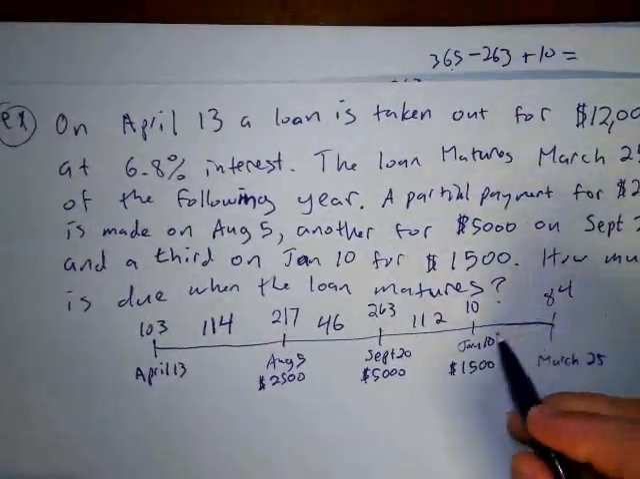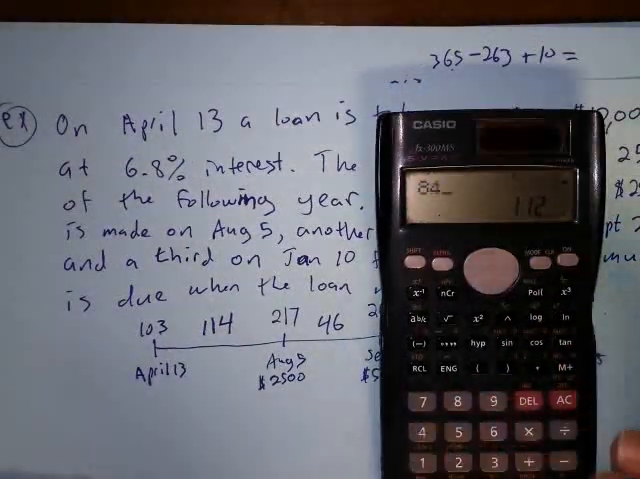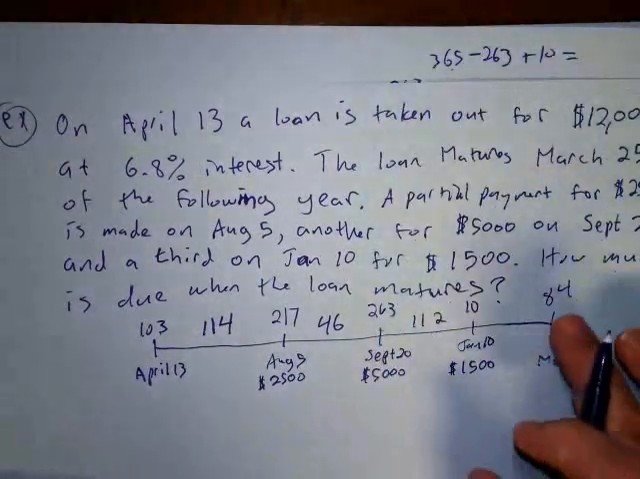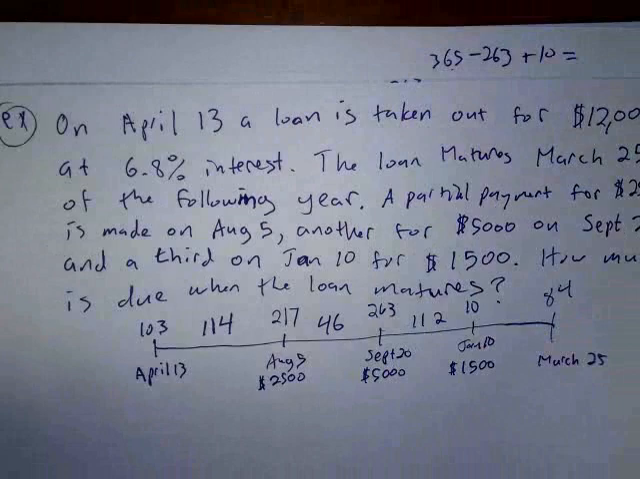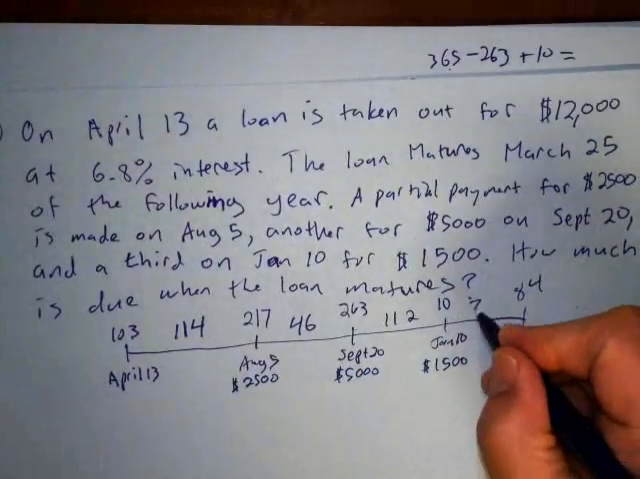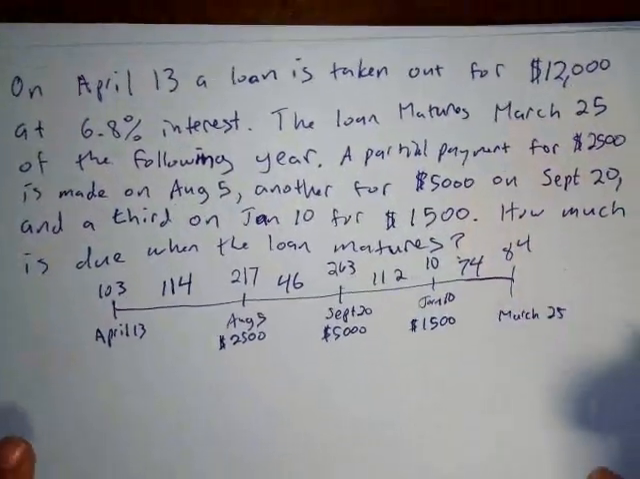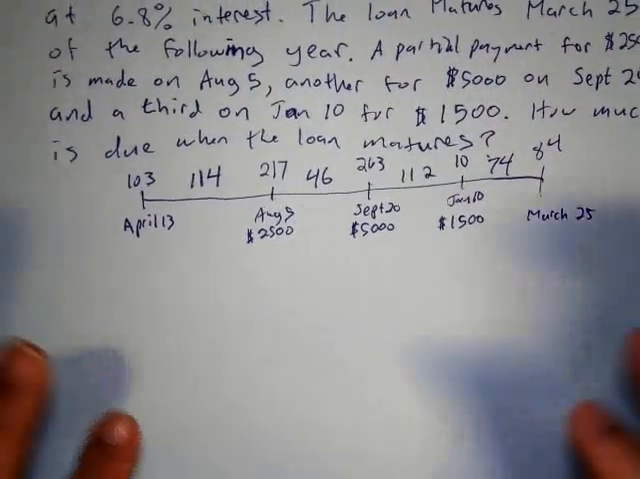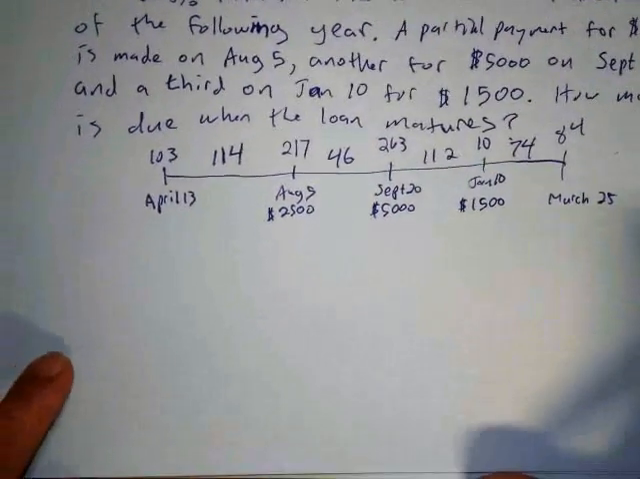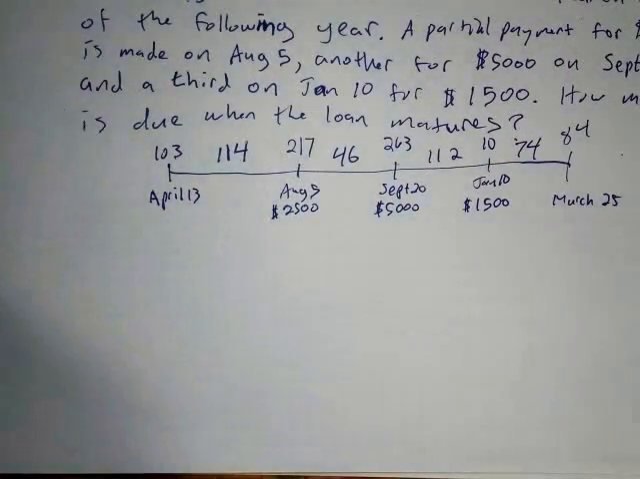And then finally this period would be 84 minus 10. So this one, it's just a normal one. And that's 74. Okay, so those are the time periods. Now we're going to calculate the interest.